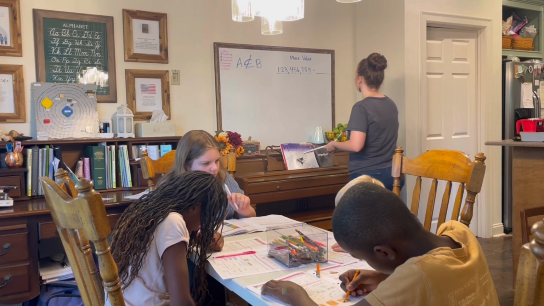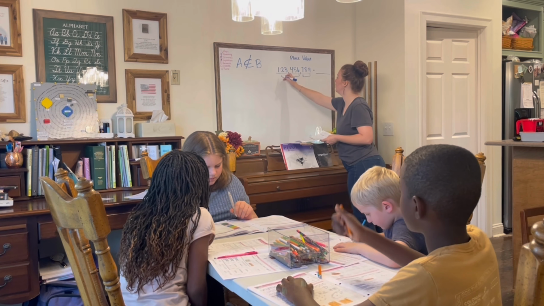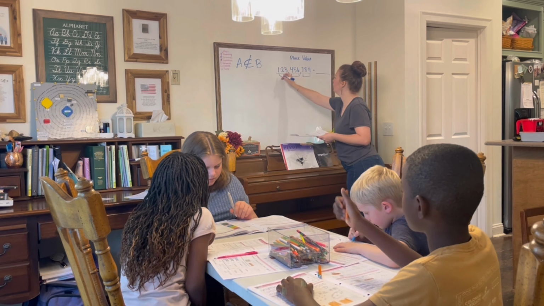Periods. Okay, so each of these groups is called a period. Each of these are periods. They're separated by commas, yes? Yes. What is this place value called?